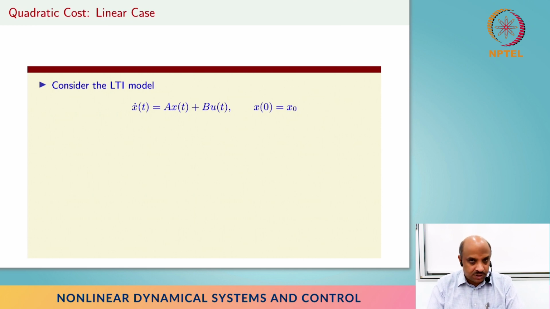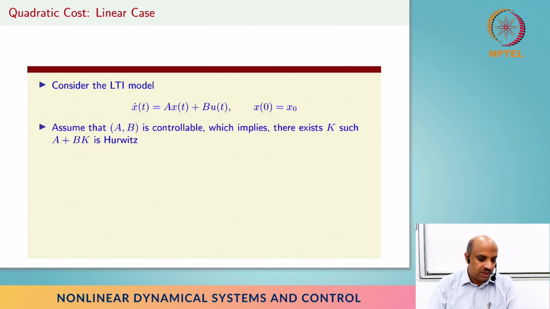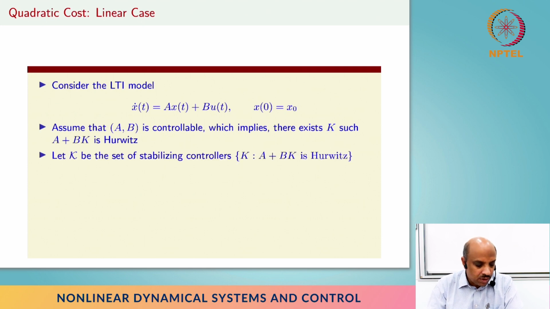So we will consider the standard x dot equals Ax plus Bu, and we'll assume (A, B) is stabilizable. I say stabilizable, not controllable, because controllable is too strong an assumption. Stabilizable implies that there exists a K such that A plus BK is Hurwitz. Let script K be the set of stabilizing controllers, that is, all K's where A plus BK is Hurwitz.